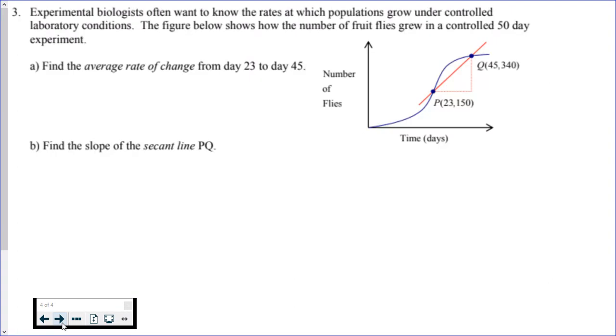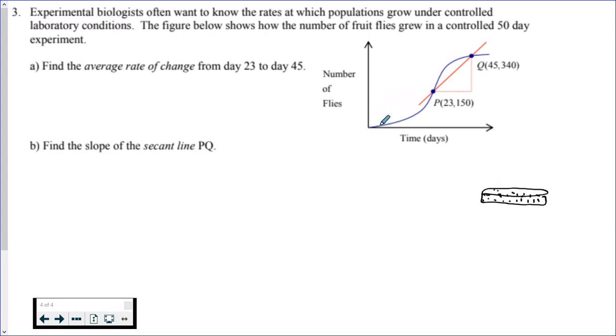All right, let's take a look at 3. Last one. It says, experimental biologists often want to know the rates at which populations grow under controlled laboratory conditions. The figure below shows how the number of fruit flies grew in a controlled 50-day experiment. So you got to love these real life problems with fruit flies, okay? So maybe this is a little petri dish and you got a bunch of fruit flies in here, right? And as time goes on, they start to multiply, and you get more and more and more.